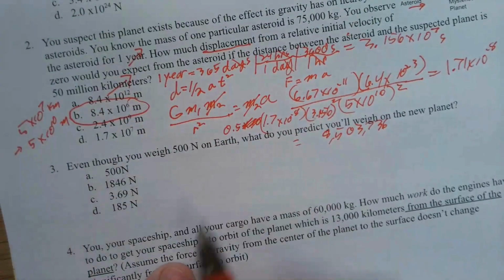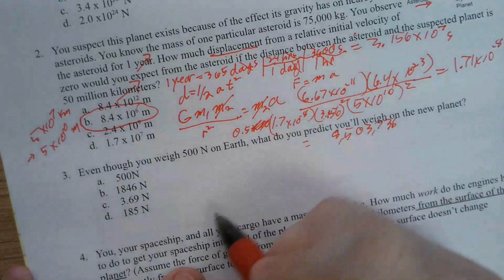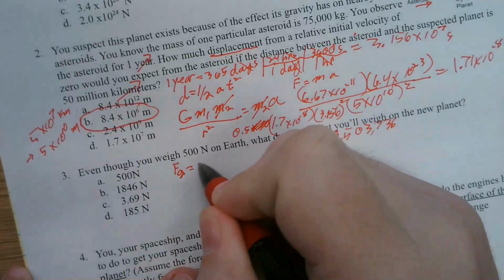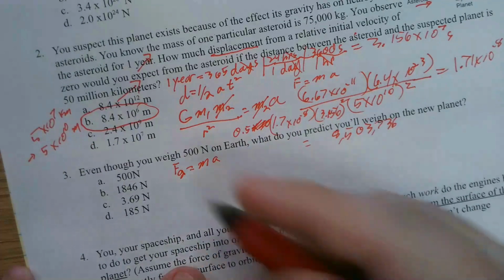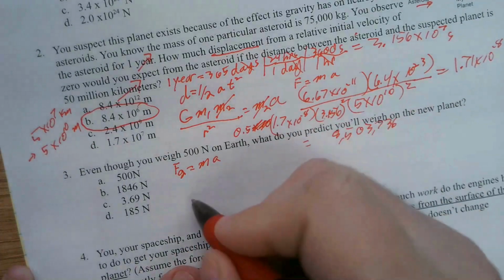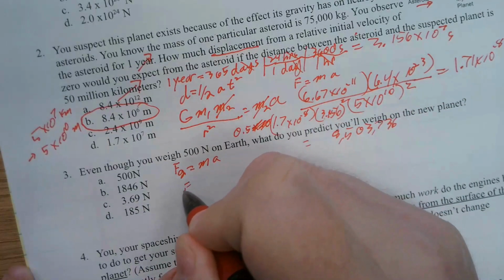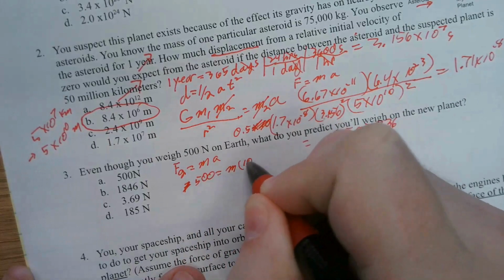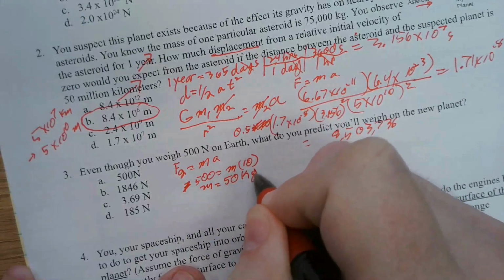Even though you weigh 500 newtons on Earth, what do you expect you'll weigh on the new planet? All right, so 500 newtons on Earth. This is a weight. We calculate weight by force is equal to the mass times the acceleration due to gravity on Earth, which for our purposes, we usually round to 10. That's what we've done here. So the force of gravity is going to be 500 equals the mass times 10. So the mass is going to equal 50 kilograms.